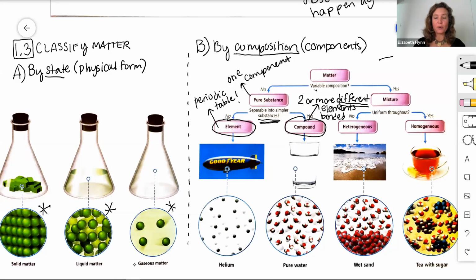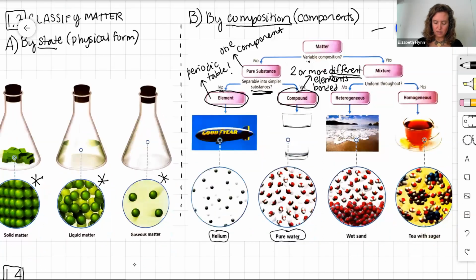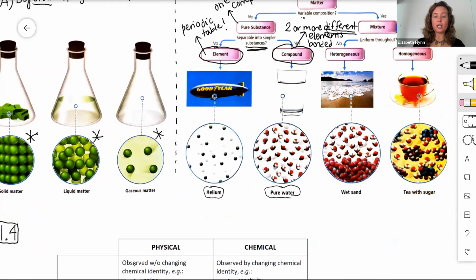Okay, so those are the pure substances, just one component. For example, helium is an element found in balloons, also helium balloons. That only contains helium. Pure water is a compound because water is the elements of hydrogen and oxygen bonded together. So two or more different elements bonded together.